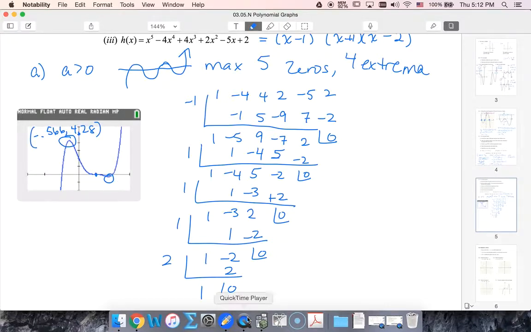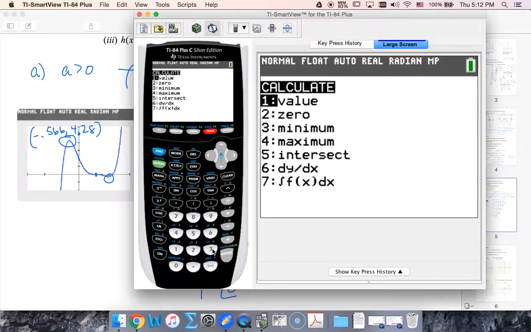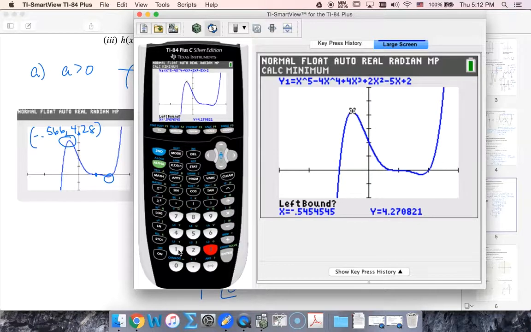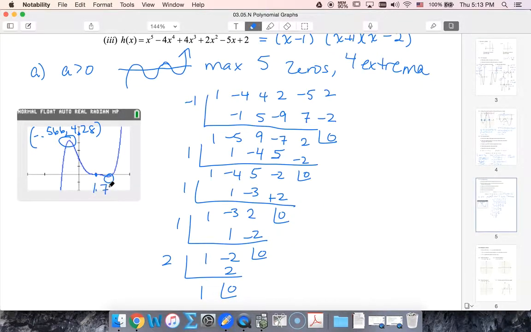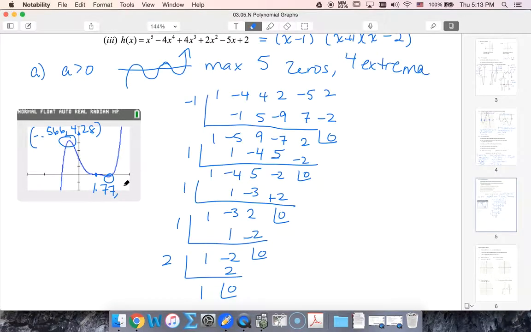All right, and now my min. So calc, this time I'm calculating a min. For sure on the left side is 1. For sure on the right side is 2. And it looks really close to that 2, so I'm going to call it 1.8. 1.77. And the y value is -0.291. So there's all my features and my graph, and that's fun.